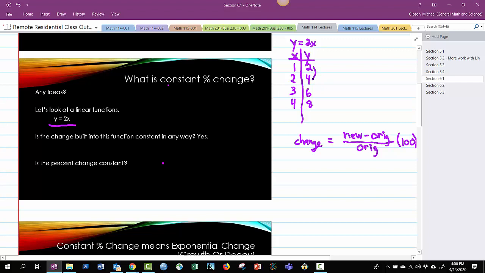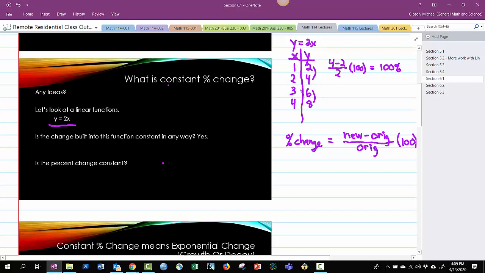So first we'll do the percent change from 2 to 4, when y is 2 to y is 4. X goes up by 1. Remember our percent change formula is the new minus the original, divided by the original, times 100. Since we're going from 2 to 4, the new is 4, the original was 2. Divide by 2, multiply by 100 to turn it into a percent. That ends up equaling 100%. So y from the first year to the second year, from x equals 1 to x equals 2, increases by 100%.